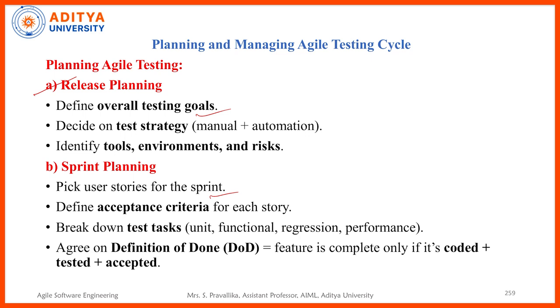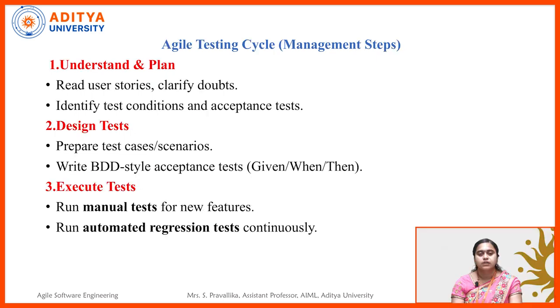Let us move to the next one, that is managing the Agile testing life cycle. The Agile testing life cycle, managing steps. For this managing, we have 6 phases. The first phase is understand and plan. What happens in understand and plan? We are going to read the user stories and clarify the doubts. Based on the user stories, we need to get a complete picture.